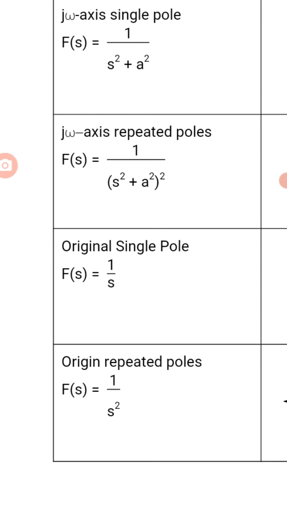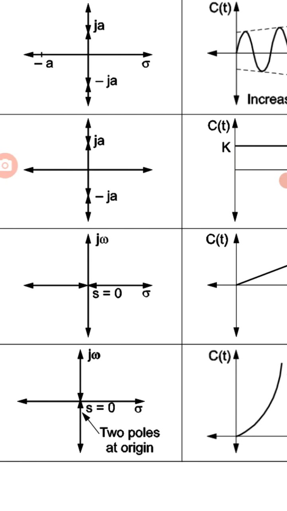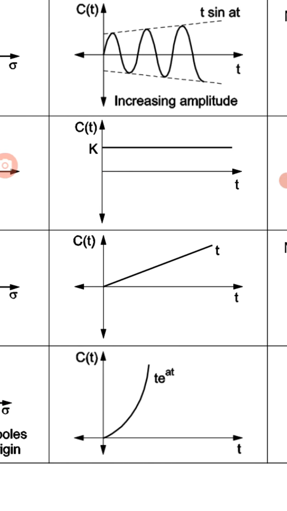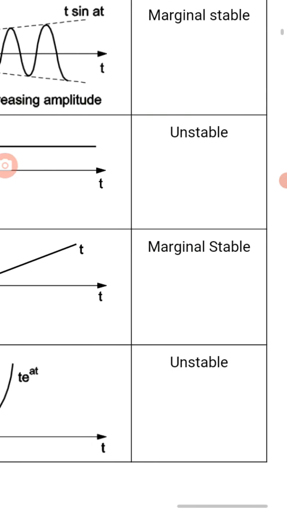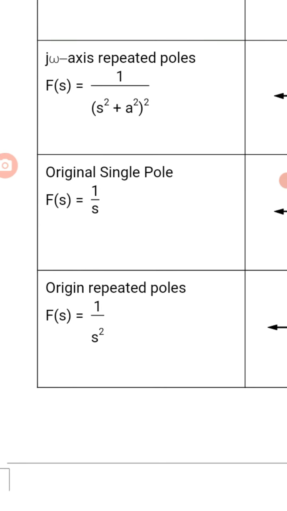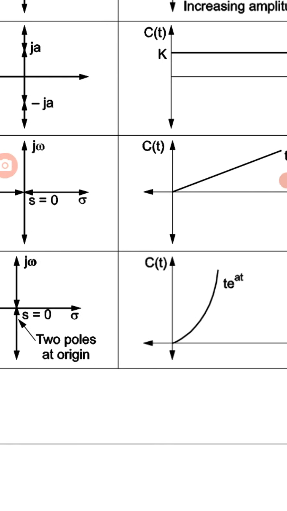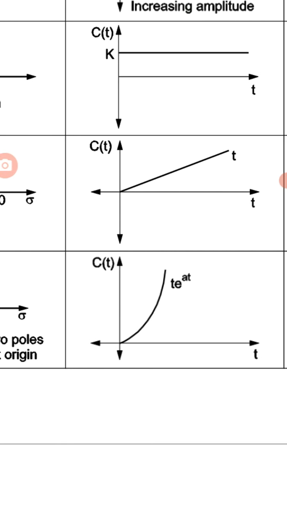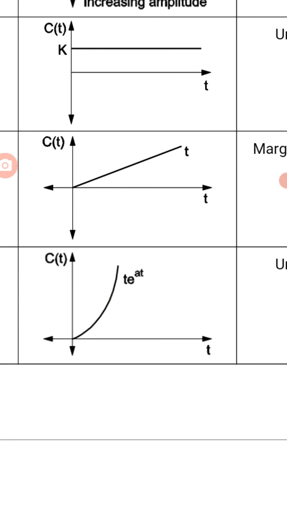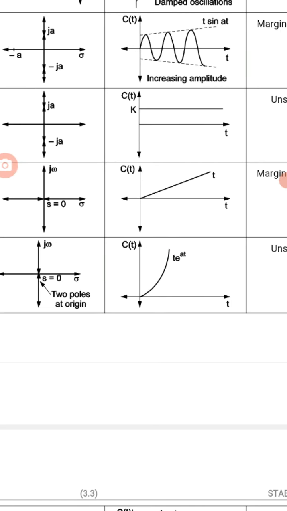If a single pole lies at s equal to 0, at the origin, then the output is a ramp output, and it is called marginally stable. For repeated poles at the origin, a double pole at s equal to 0, the output is increasing, and it is also called an unstable system.